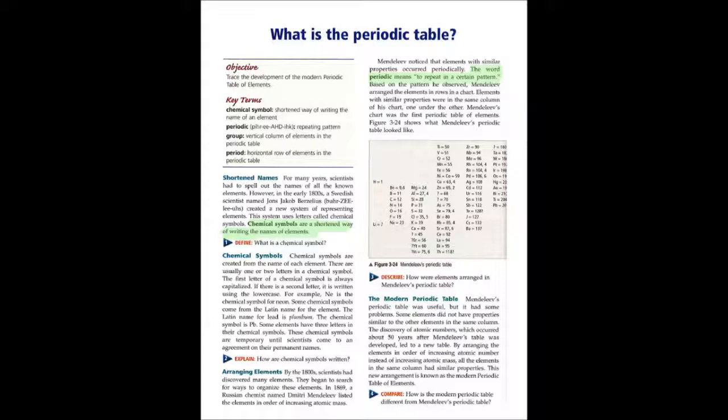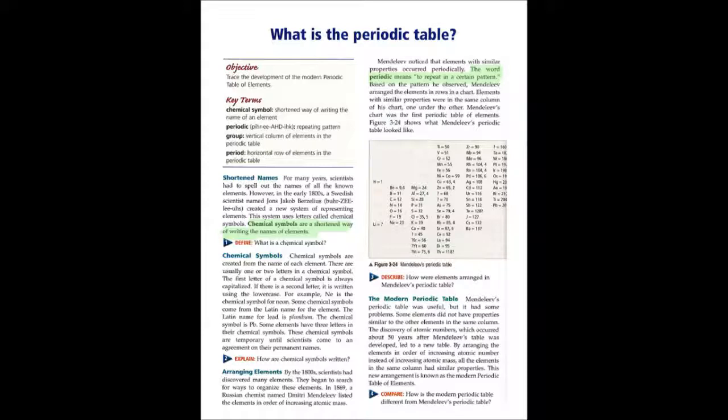Based on the pattern he observed, Mendeleev arranged the elements in rows in a chart. Elements with similar properties were in the same column of his chart, one under the other. Mendeleev's chart was his first periodic table of elements. Figure 324 shows what Mendeleev's periodic table looked like. Describe: how are elements arranged in Mendeleev's periodic table?